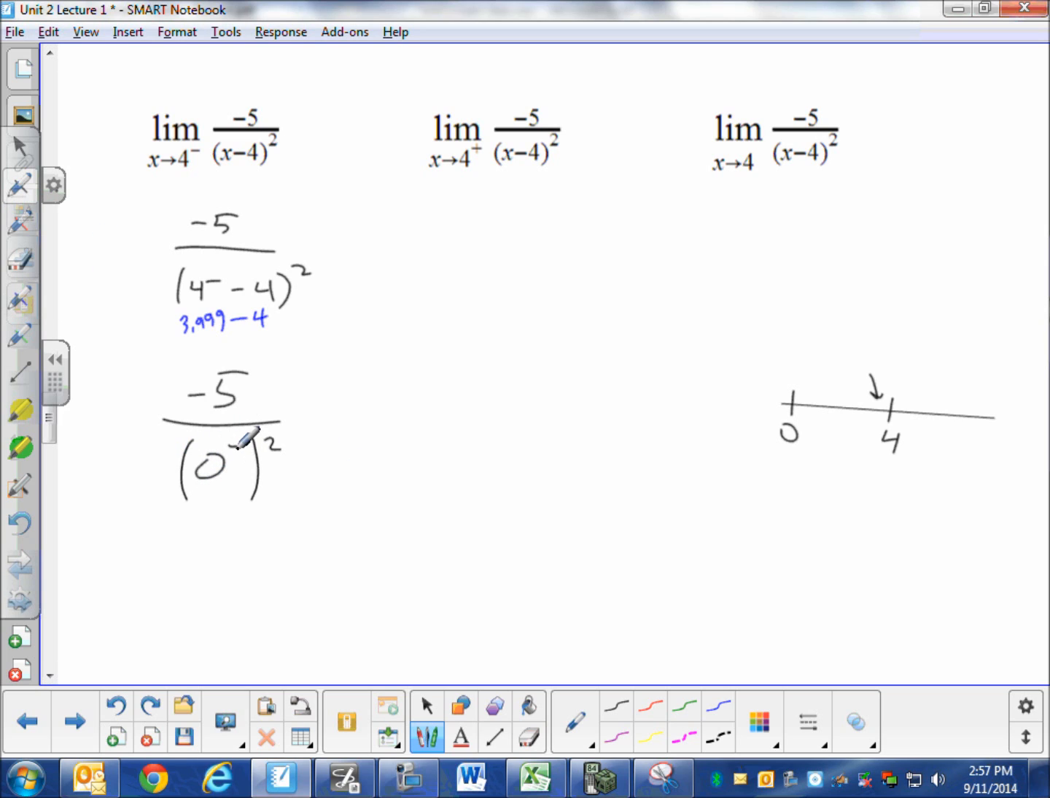But now I have to square this value. If I square something infinitely small and negative, it will still be infinitely small, but it will turn into a positive. Divide something by something infinitely small, you get something infinitely big, but it will be negative in this case. Okay, do the other one.